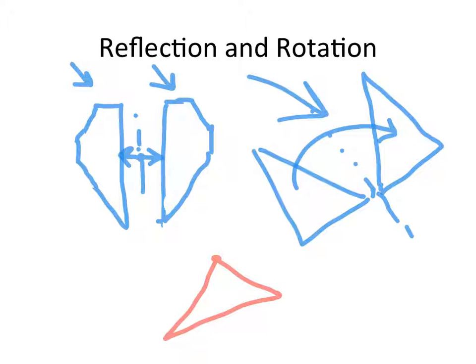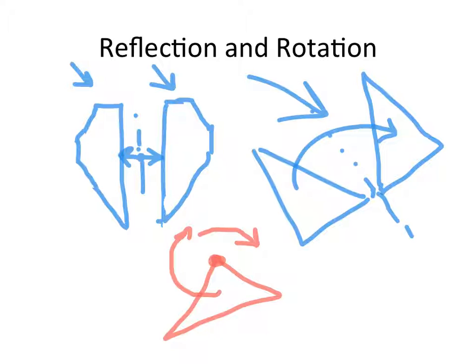Rotating, on the other hand, means turning a shape around a point. So for example, let's just say that I could start here and I could keep this point right where it is, leave this corner right here, but I could move this shape so that it went this way, or move it so it went this way. That would be rotating the shape.